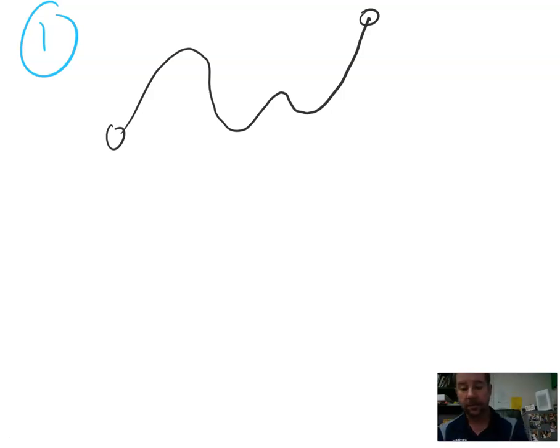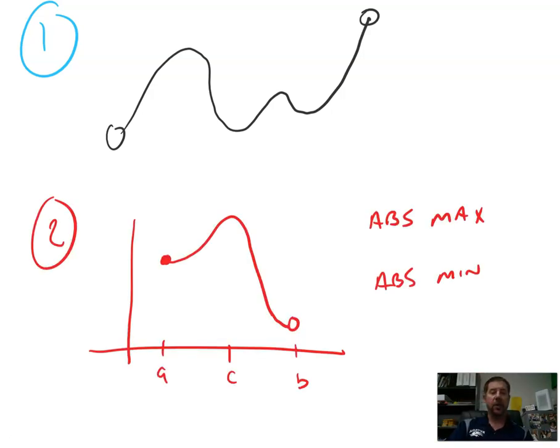Okay, next on number 2, given this function on the interval a to b, we want to identify where we have an absolute max and an absolute min. So think about it for a second, see if you can determine where you believe the absolute max and absolute min are.